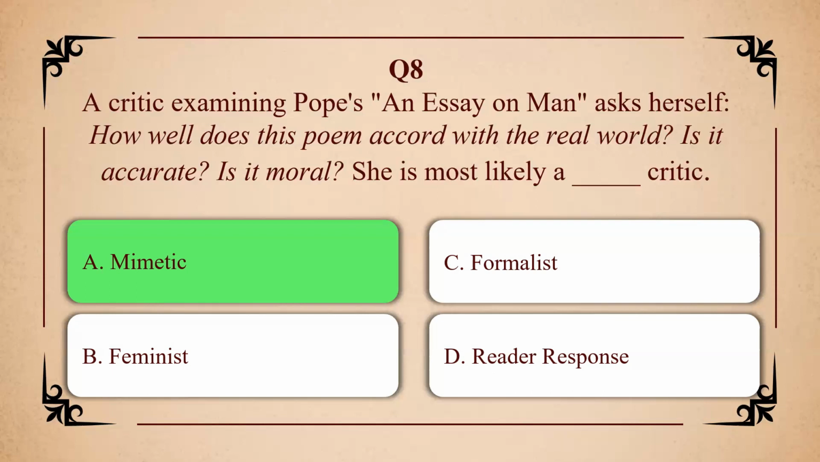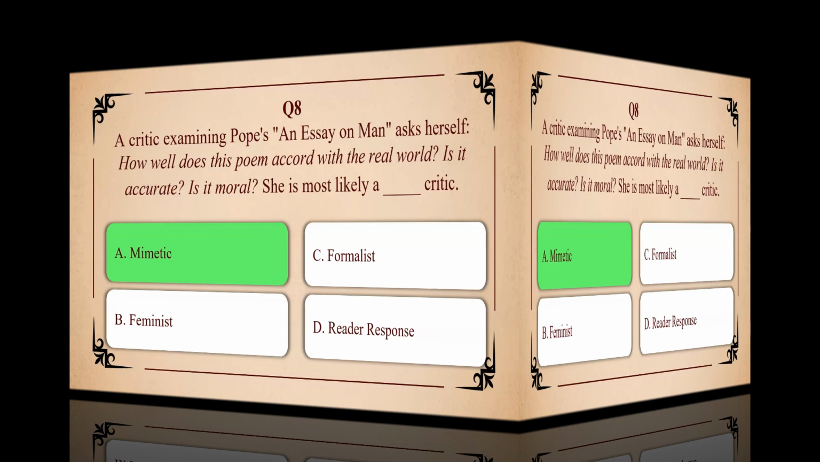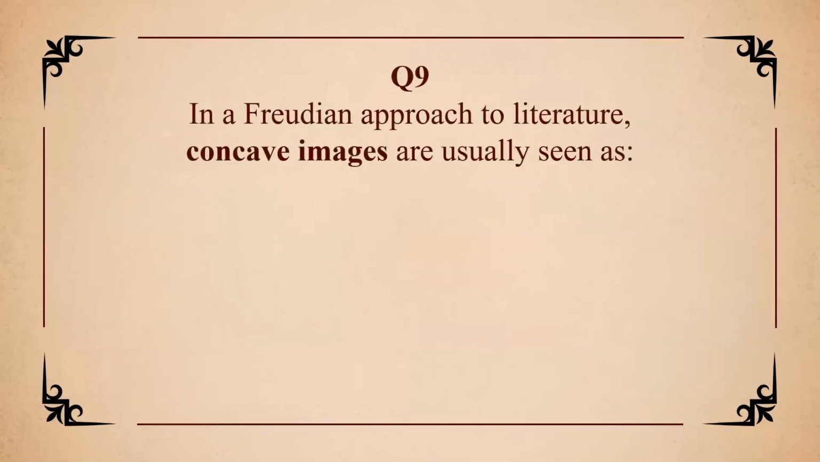Speaking of formalists, they focused on devices and technical elements introduced by the writer in order to make language literary. Finally, reader response pays attention to the reader's reaction and interpretation of a literary text. Moving on to number 9.